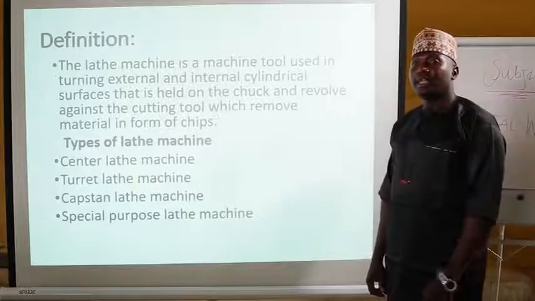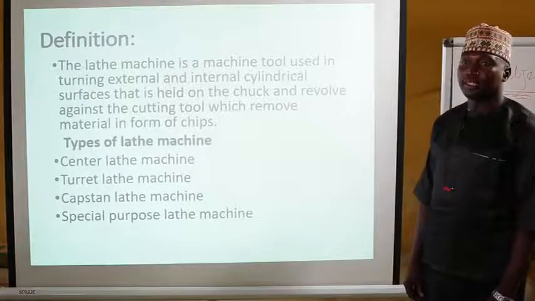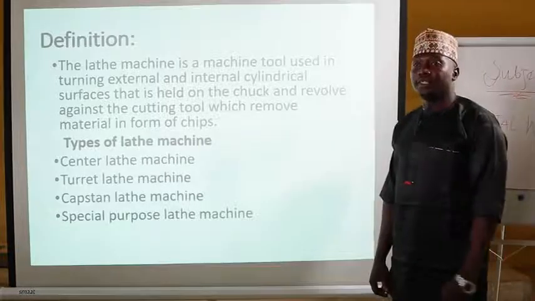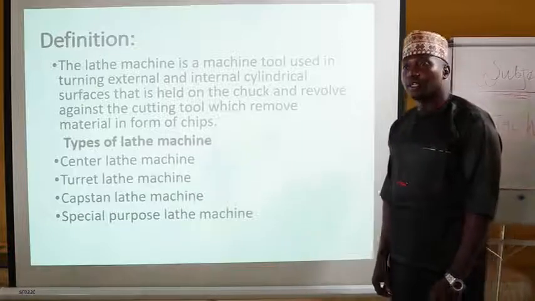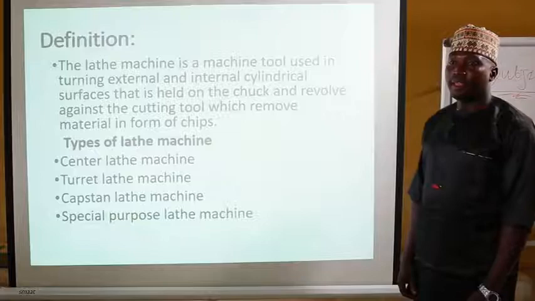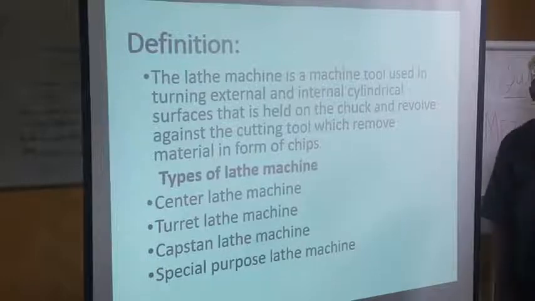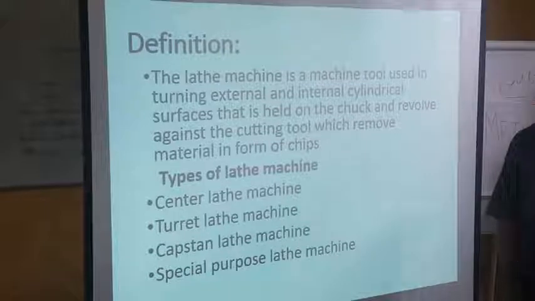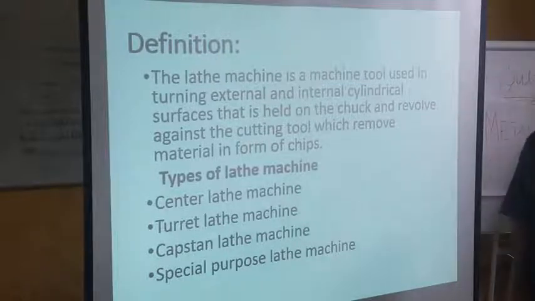Now, let's go straight to the definition of the lathe machine. The lathe machine is a machine tool that is used for producing both internal and external cylindrical surfaces. This can only be achieved by holding the workpiece on a revolving chuck that is located at the headstock. As a result of the movement of the workpiece that is held on the chuck, the workpiece gets in contact with the cutting tool, thereby causing material removal. This material removal comes in the form of chips.